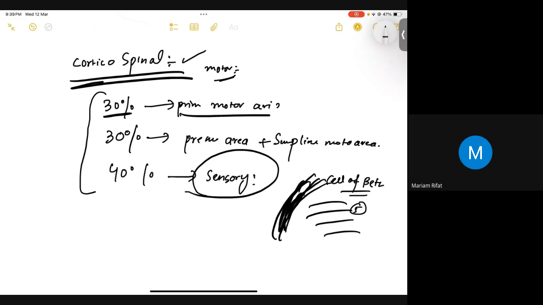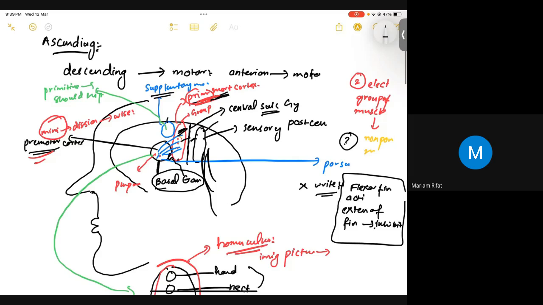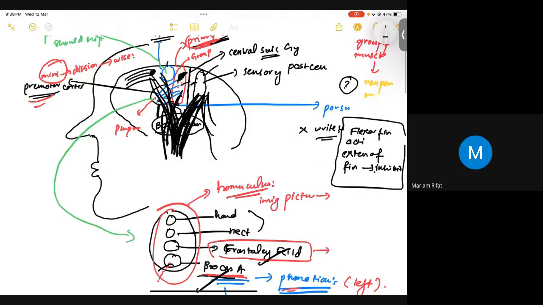Okay, so 30% of the fibers in corticospinal tract are going to arise from primary motor area, primary motor cortex, this part, right? 30% of the fibers would arise from both of these parts like that, right? And 40% of fibers would come from sensory area. And in the cortex, we have layers. In the 5th layer, you have big kind of cells. Those are known as cells of Betz. You only have to remember that. Some of the fibers are going to come from that, and all of them will collectively form the descending tract, right? Now we will be discussing the path of the descending tract. Is that clear?